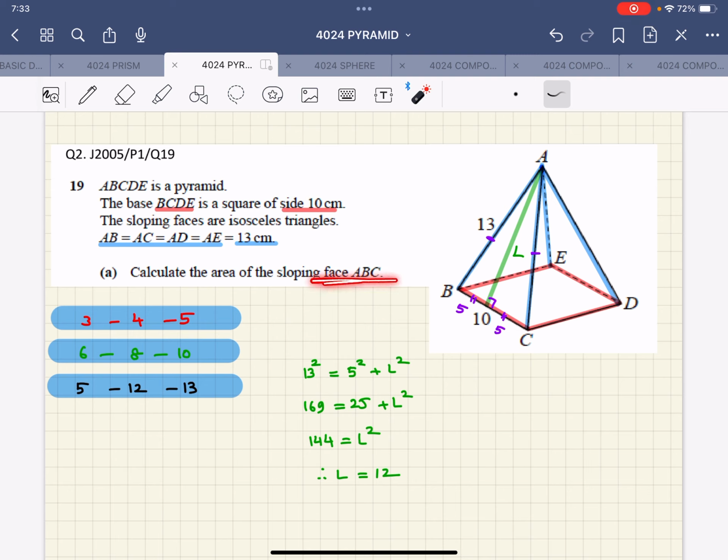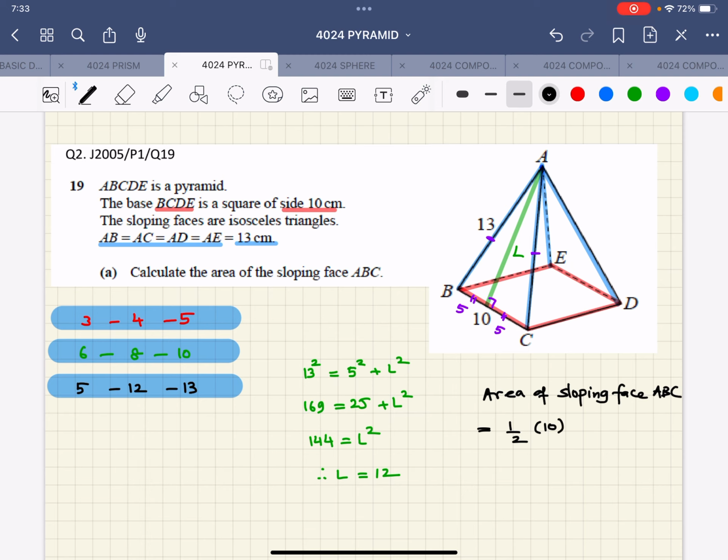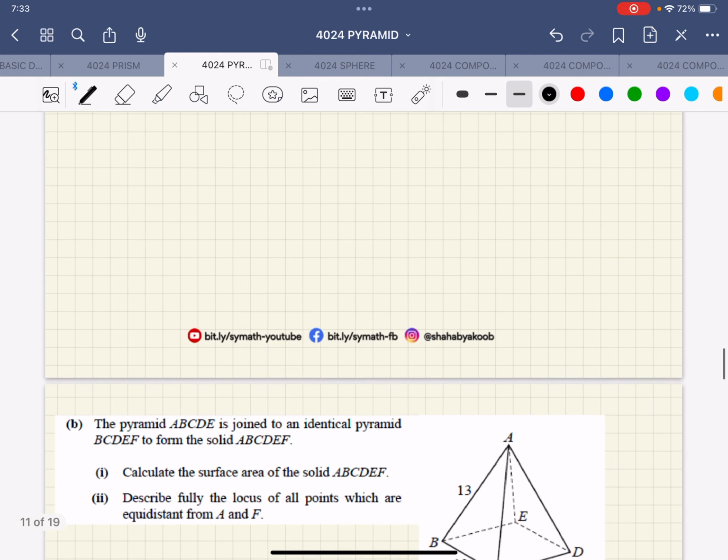So area of the sloping face ABC. So this is A, this is B, this is C. The base is 10 and the height is 12. You cannot use 13. So therefore, area of the sloping face ABC is half into 10 into 12, that comes out to be 60 centimeter square. What else are they asking?